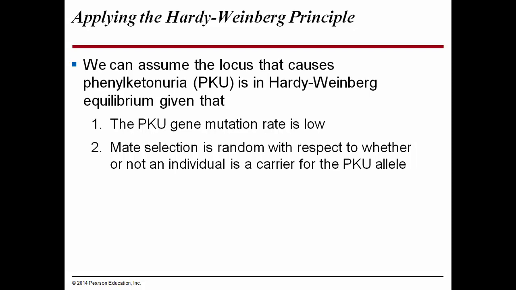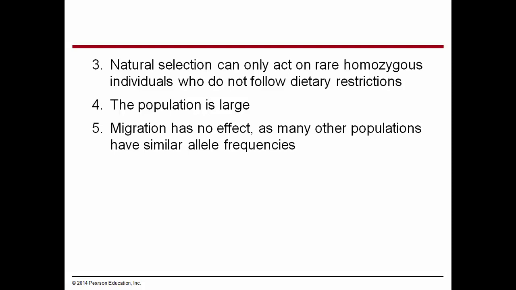PKU is like an allergy. It's a reaction to part of the chemical component of aspartame, and you'll see the warning on the side of soda cans and other foods that contain certain artificial sweeteners that says phenylketonuria, beware. This is the population that we're talking about. So PKU gene mutation is low, and mate selection is random with respect to whether or not an individual is a carrier of the PKU allele.